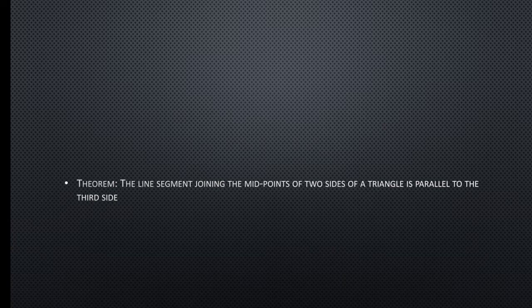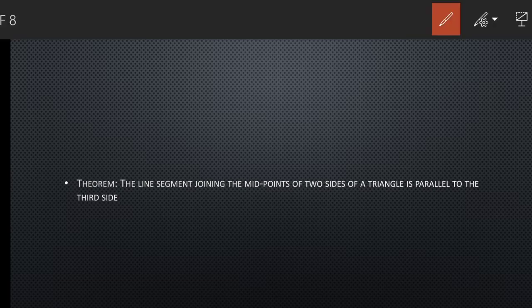The first theorem is the midpoint theorem. The line segment joining the midpoints of two sides of a triangle is parallel to the third side. That means if we have a triangle and of two sides the midpoint is given. Suppose E and F are the midpoints of sides AB and AC respectively of triangle ABC, then we can say the line EF is parallel to BC.